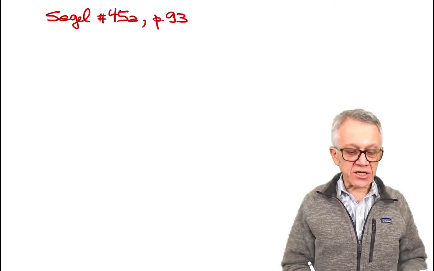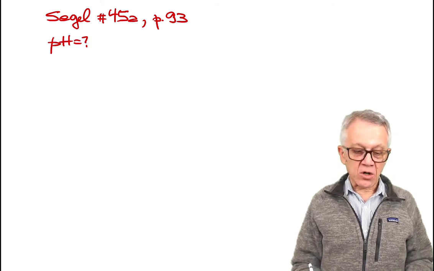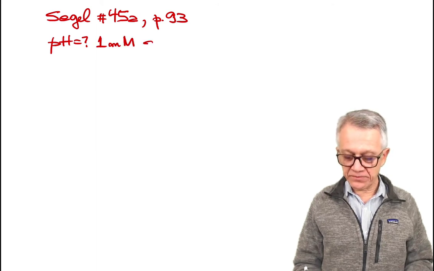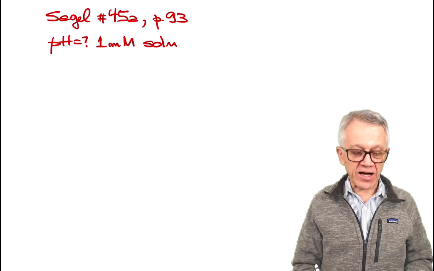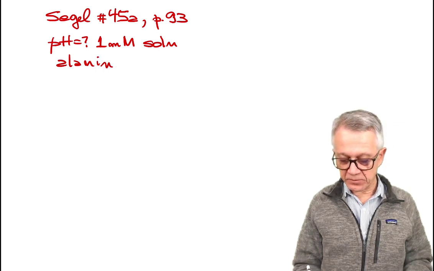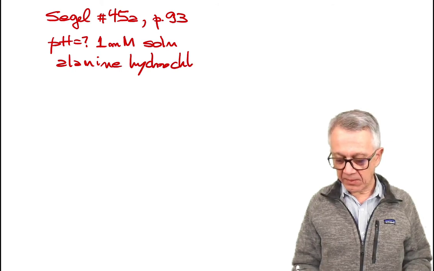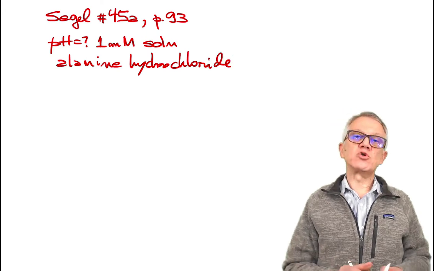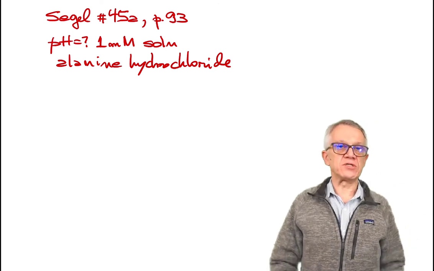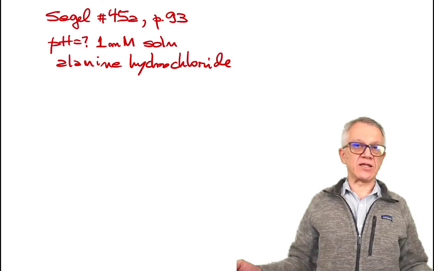So it asks here in part A of the problem, what's the pH of a 1 millimolar solution of alanine hydrochloride? The major challenge for the students is to know which form the amino acid is in this particular problem. So the first one that comes is alanine hydrochloride.